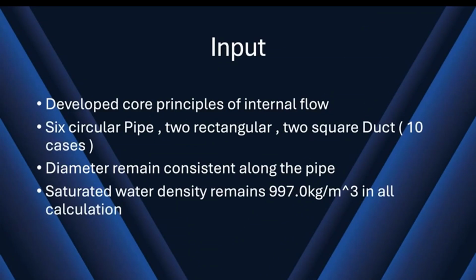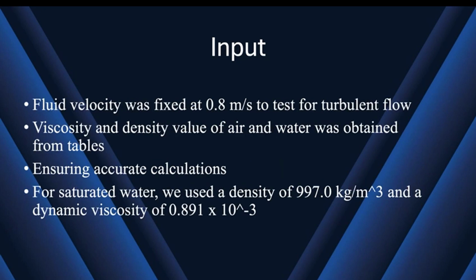So in this discussion part, we have developed the core principles of internal flow in C++. We have 6 circular pipes, 2 rectangular and 2 square ducts, which are 10 cases. Diameters remain consistent along the pipe, and saturated water density remains at 997 kilograms per meter cubed in all calculations. And fluid velocity is fixed to 0.8 meters per second to test for turbulent flow.